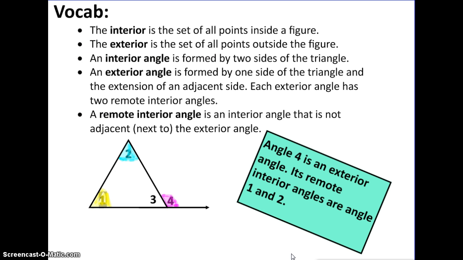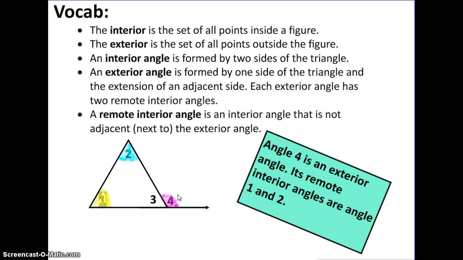Alright, so a couple vocabulary words. Interior means that it's inside of the polygon. In this case, angle 1, angle 2, and angle 3 are all in the interior of the triangle. Exterior is outside of the figure, so in this case, angle 4 is your exterior angle.